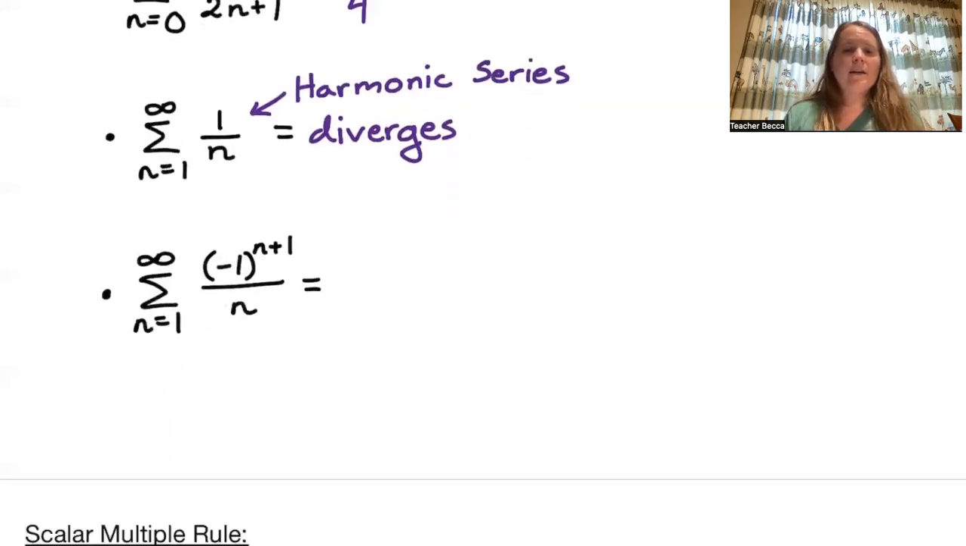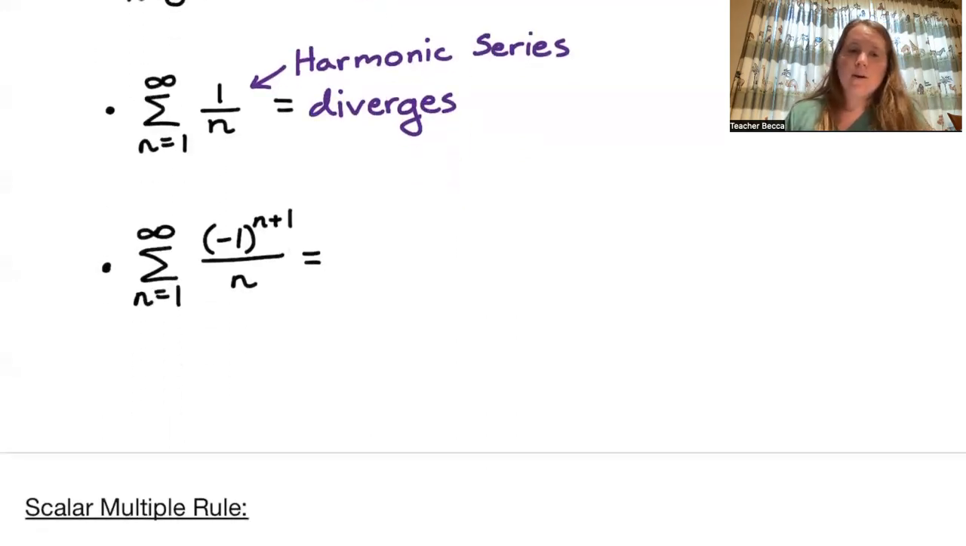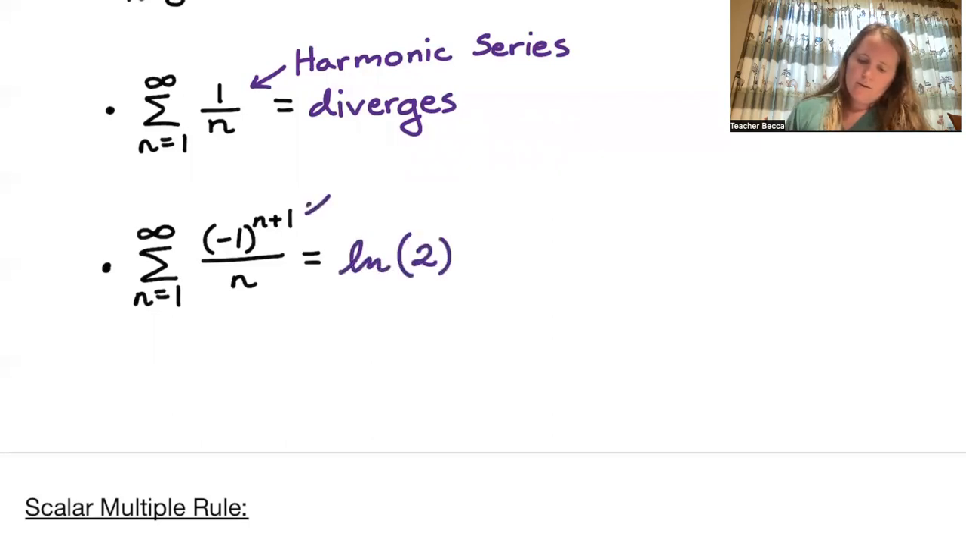However, if we add in a negative 1 to the n plus 1, make those alternating signs, the series does converge, and it in fact converges to natural log of 2. So this is referred to as the alternating harmonic series.